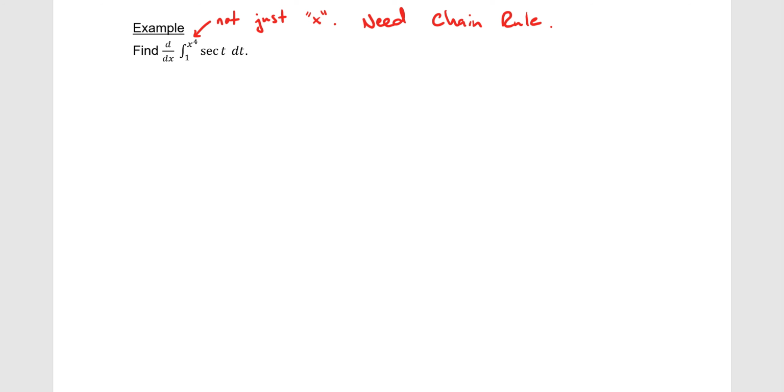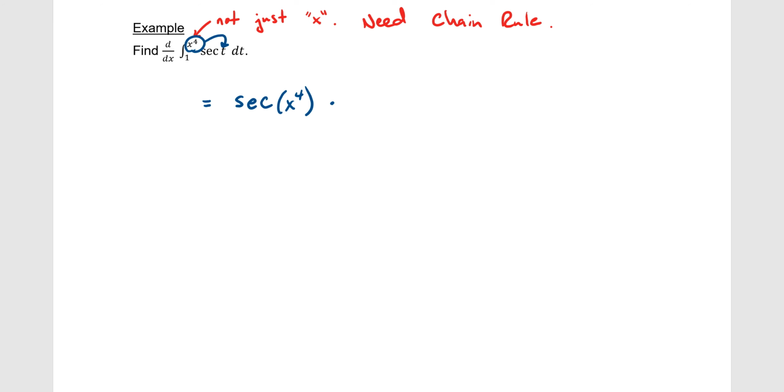Okay, so what we're going to be doing here using the chain rule, well, the easy way to think about it is this is going to equal, we're going to start off the same. Because we're trying to find the derivative, we're going to plug that upper bound into t, so it becomes secant of x to the fourth. So it's pretty similar to what we just did.